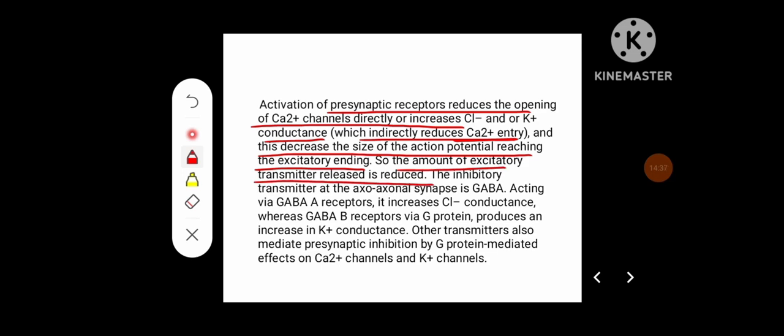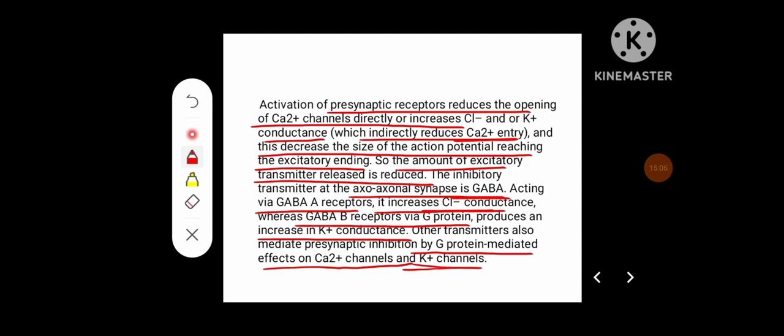The inhibitory transmitter at the axoaxonal synapse is usually GABA. Acting via GABA A receptors, it increases chloride conductance, whereas GABA B receptors via G protein produce an increase in potassium conductance. Other transmitters also mediate presynaptic inhibition by G protein mediated effects on calcium channels as well as potassium channels.